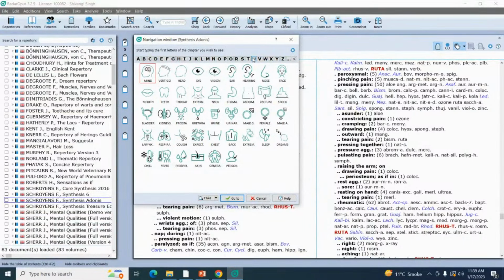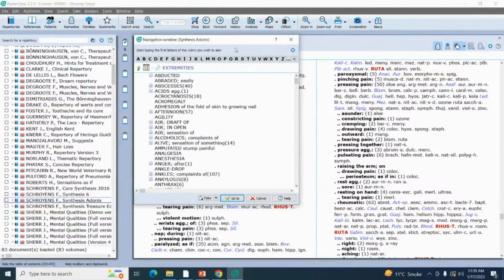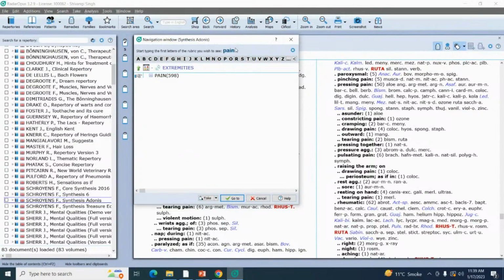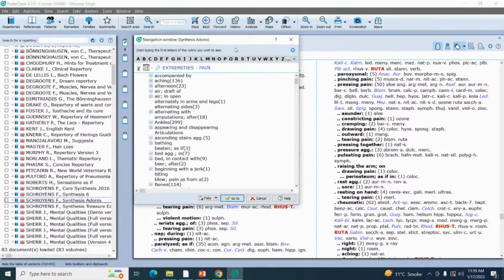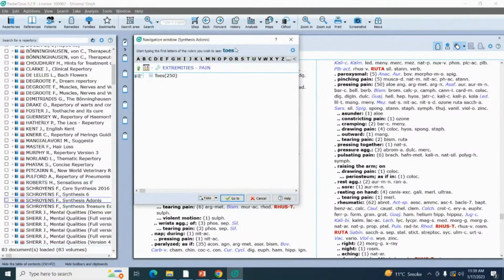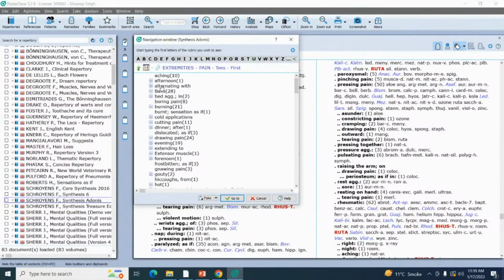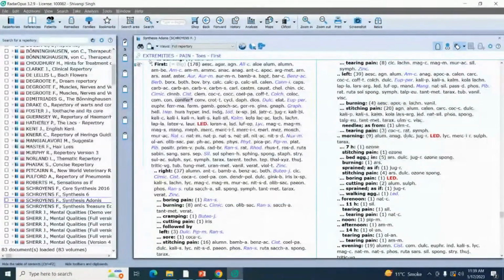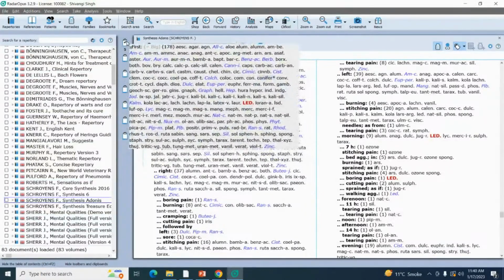Now my patient is having pain in the first toe. So I'm going to the extremities chapter again. Extremities, write down pain, toes, first. You'll get this first. Now enter. Now you'll get your rubric from the extremities chapter. Pain is my rubric. Toe first is my sub rubric. Now I'm going to add this rubric in my clipboard with the help of my dragging and dropping method.